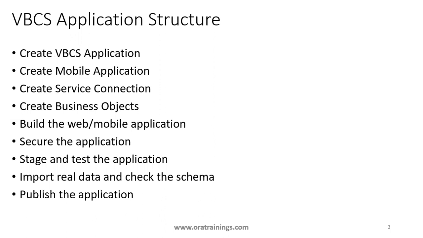Then you'll be sending the application for testing, that is where you stage it and then test it. After that, once everything is okay, you'll be uploading the real data which is required for your business object, and then you'll be publishing the application. So these are the high level steps involved in designing a VBCS application, and these are the structures which need to be considered when you design a VBCS application. Okay, so now coming to the next slide.